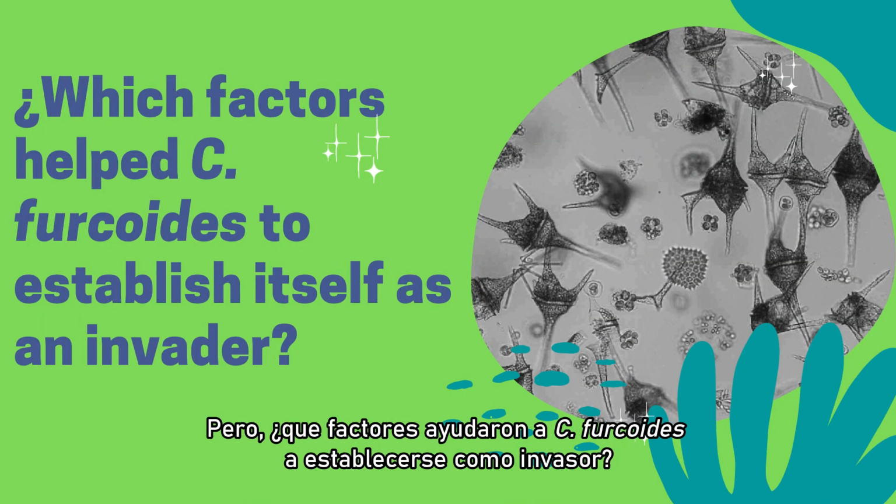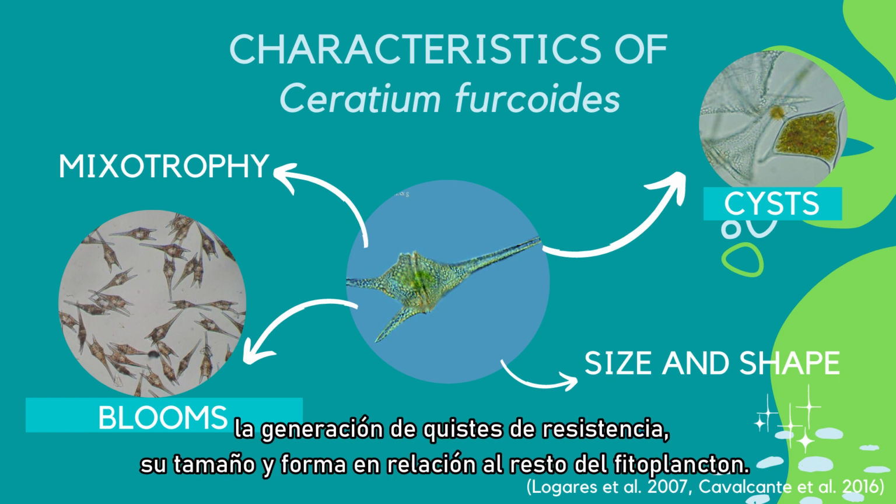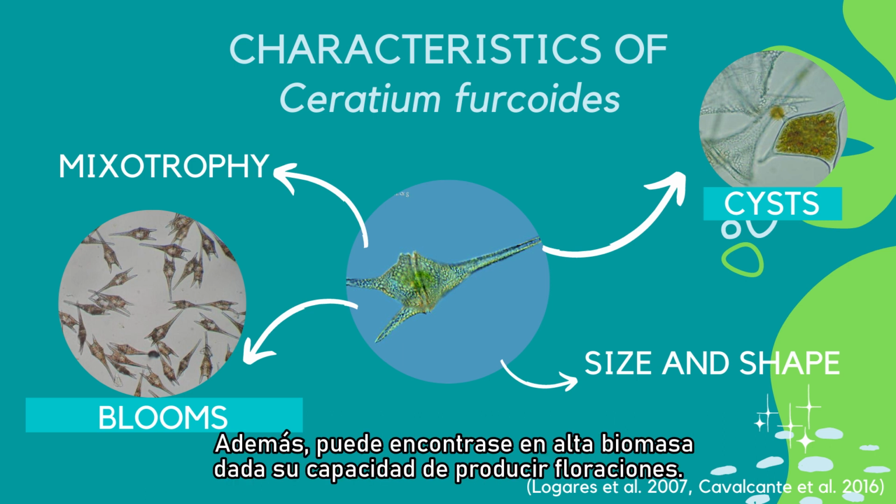But which factor helped Ceratium furcoides to establish itself as an invader? This species presents a series of characteristics that help its dispersal: mixotrophy, the generation of resistant seeds, its size and shape in relation to the rest of phytoplankton. In addition, it can be found in high biomass given its ability to produce blooms.